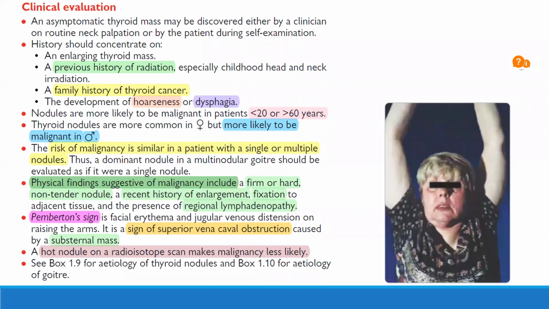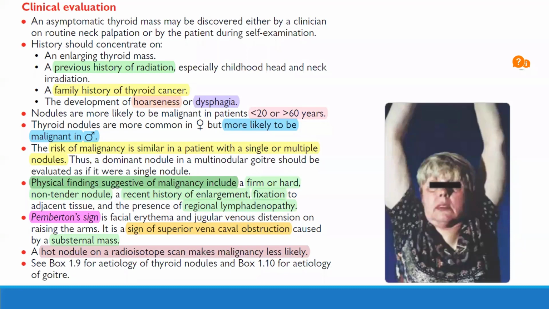If the age is less than 20 or more than 60, don't forget that some books mention the risk of malignancy is higher above 50 years of age. But here in the Oxford handbook, they mention the risk of malignancy if the age is more than 60 years. So less than 20 is very important, but the elderly age differs from one source to another. The risk of malignancy is similar in patients with a single or multiple nodules, but thyroid nodules are more common in females, and more likely to be malignant in males.